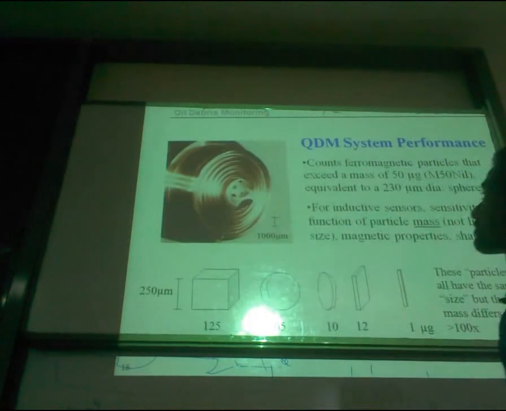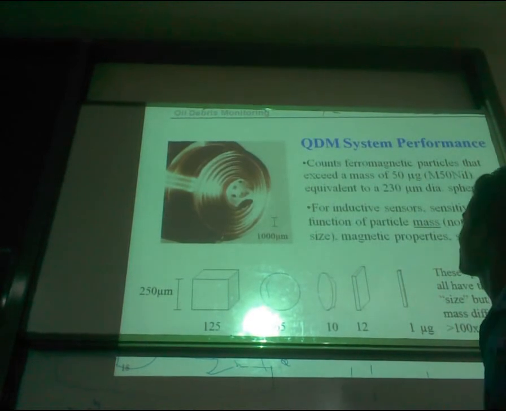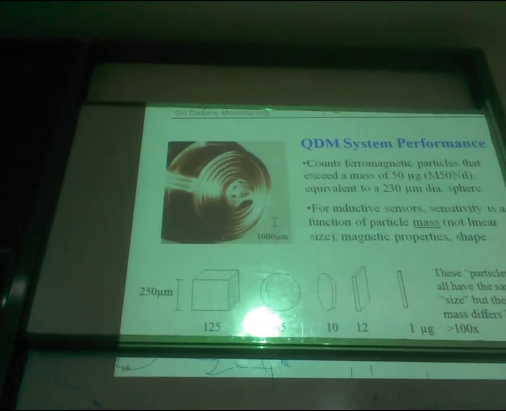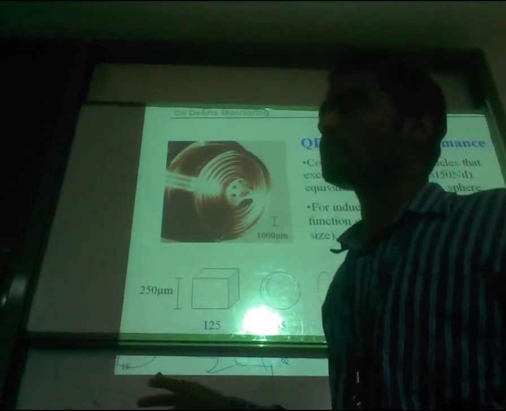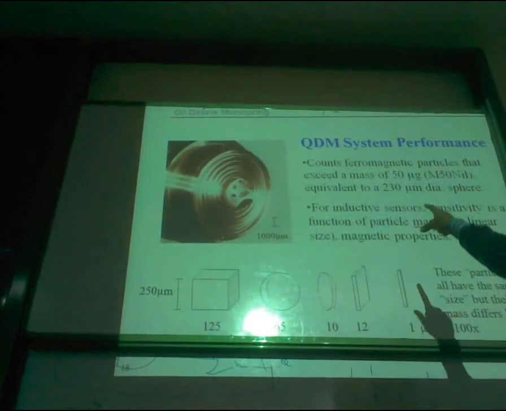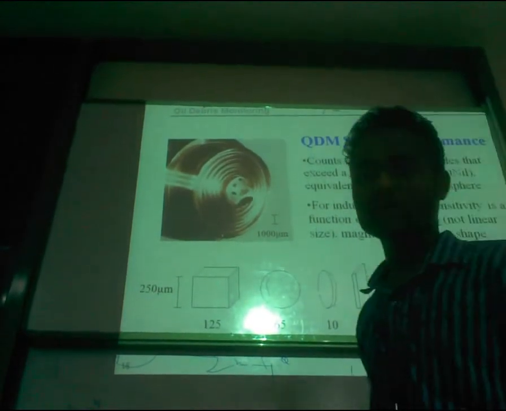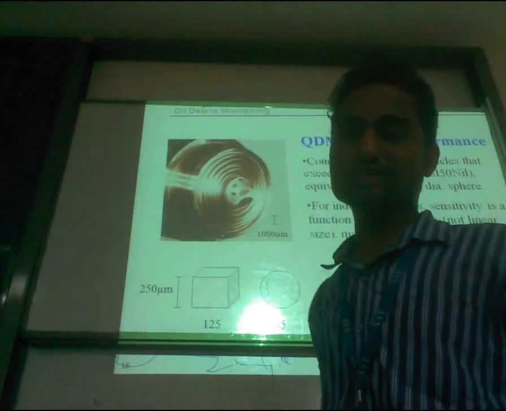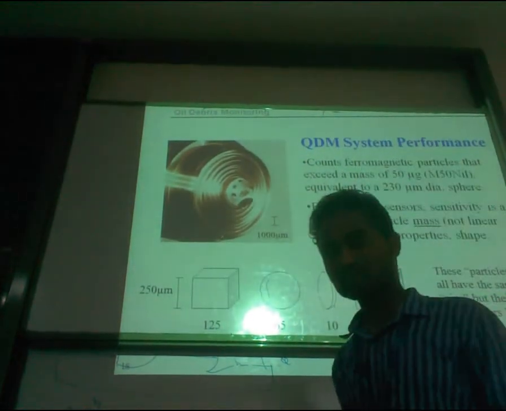this is the QDM system performance. It counts the ferromagnetic particles that exceed the mass of 50 μg, which is equivalent to a 230 micrometer diameter sphere. Means whatever count we are getting is above this measure, that is 230 micrometer; that count only we are getting. And for the inductive sensor, the sensitivity is a function of particle mass.